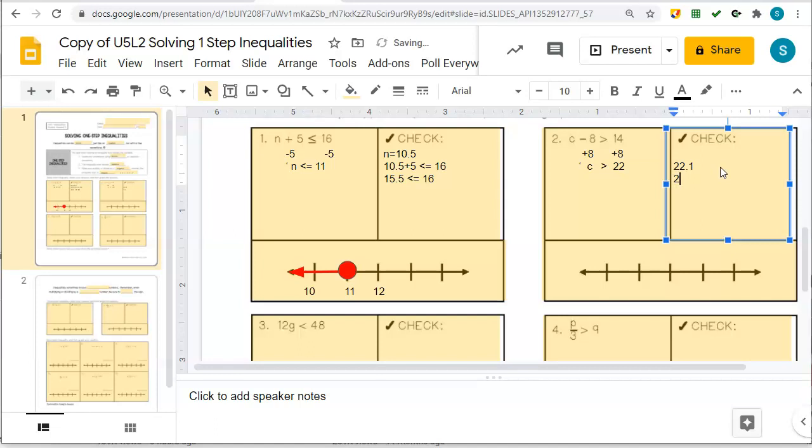22.1 minus 8 is... what is that? 22 minus 8 is 14, so we get 14.1, which is greater than 14.